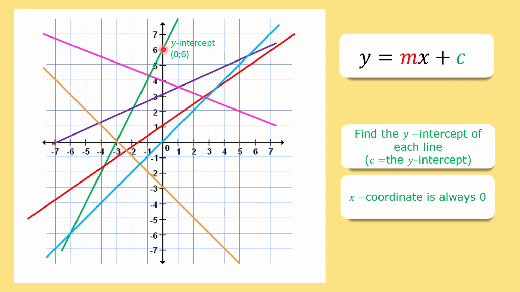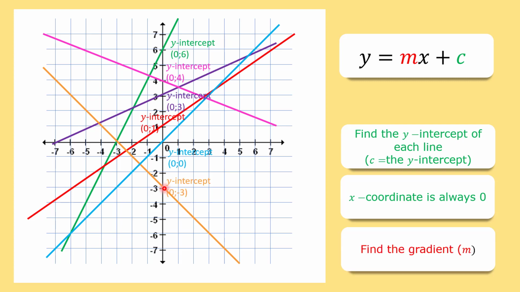X is 0, y is 6. X is 0, y is 4. That's the y-intercept for the pink line. For the purple line, x is 0, y is 3. For the red line, x is 0, y is 1. The blue, x is 0 and y is 0, so this line goes through the origin. So that was super easy.